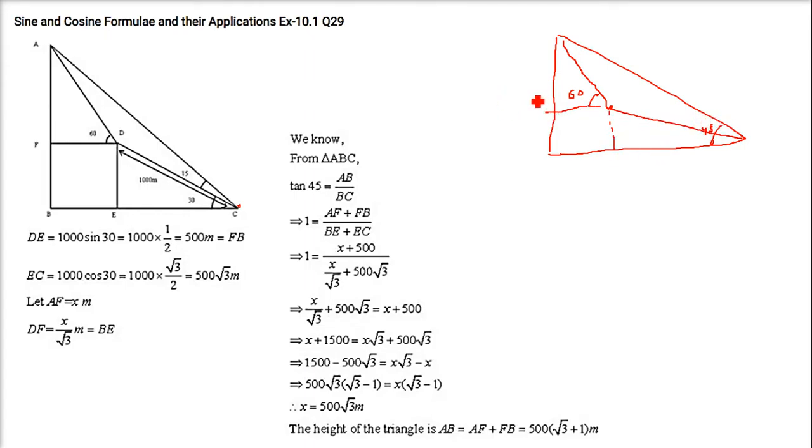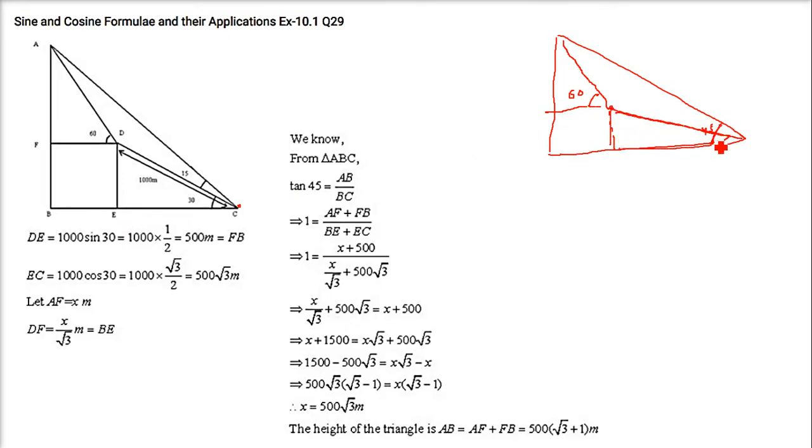So we have to find out the height of this, you can say the triangle side AB or whatever is given in the question. So this is AB, side AB we have to find out. Now first of all you have to understand that we are taking this triangle, this side DE and EC, we are taking this triangle.